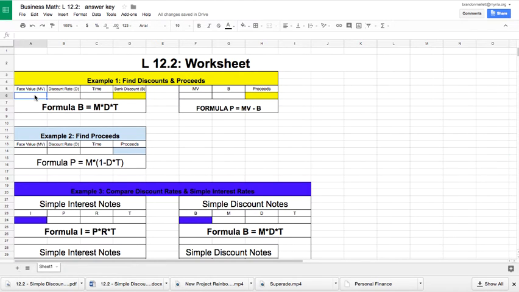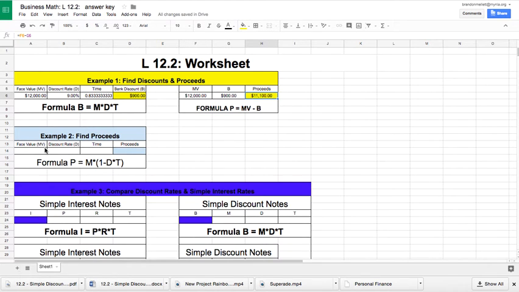In example 1, we have $12,000 being borrowed. We've been given a discount rate of 9%, and we've been given 10 months over the time. Now, to calculate the bank discount, we just multiply face value times discount rate times the time, and this is our bank discount. Now, to find the proceeds, we already know what the maturity value is, which is the face value here. We know the bank discount because that's what we just calculated. And now we can find the proceeds. So we're going to go equals maturity value minus bank discount, enter.